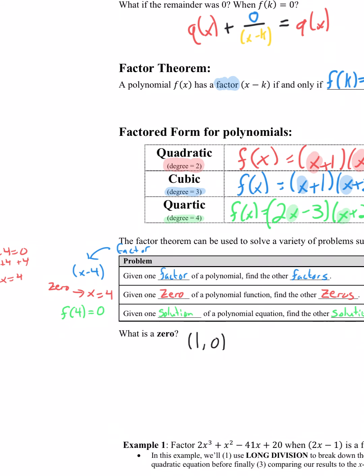I'm just going to use different numbers now. 1 comma 0. That's an example of an x-intercept. And then if I wrote it as x minus 1, that's an example of a factor. x equals 1, that's a 0. And then finally, f of 1 equals 0, that's a solution. Okay? But all of those terms mean something very, very similar. They're just slightly different in the way we would express them.